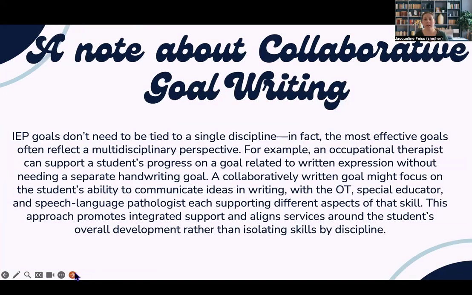A note about collaborative goal writing. If you have not participated in a collaborative goal writing process before, IEP goals don't need to be tied to a single discipline. In fact, the most effective goals often reflect a multidisciplinary perspective. For example, an occupational therapist can support a student's progress on a goal related to written expression without needing a separate handwriting goal. A collaboratively written goal might focus on the student's ability to communicate ideas in writing, with the OT, special educator, and speech and language pathologist each supporting different aspects of that skill. This approach promotes integrated support and aligns services around the student's overall development rather than isolating skills by discipline.